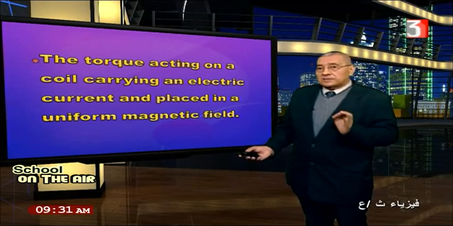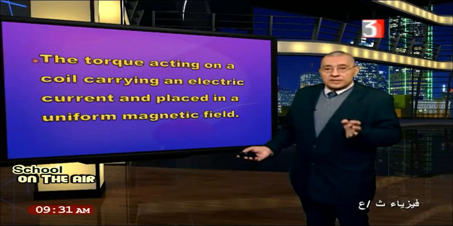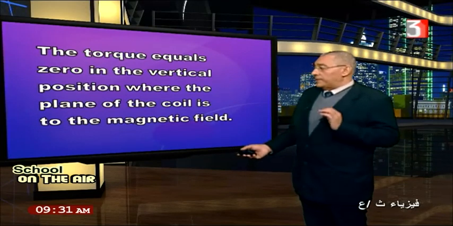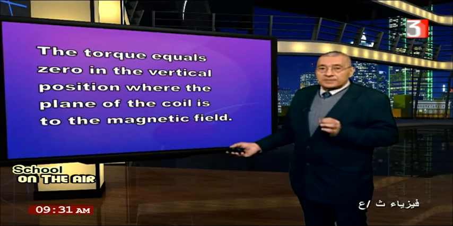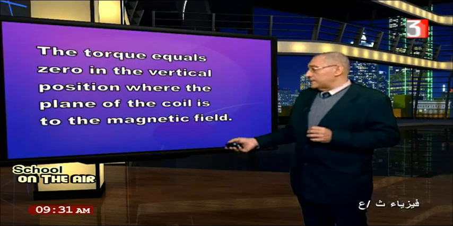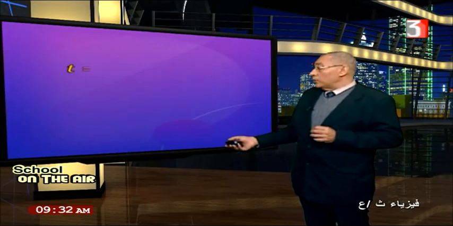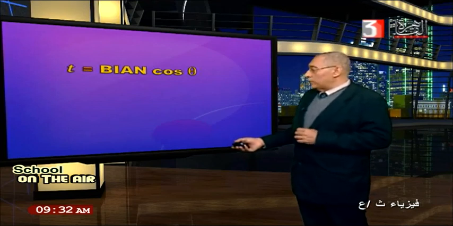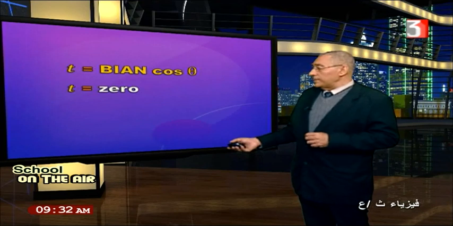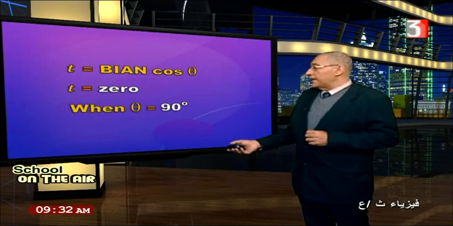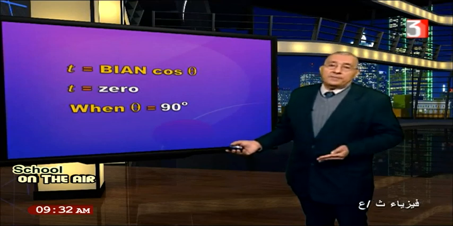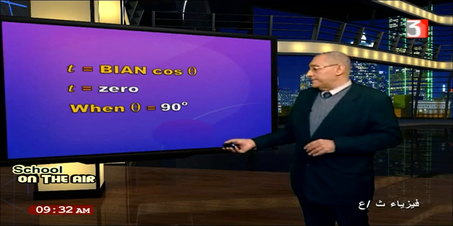So the question asks for, when does torque equal 0? We'll say in the vertical position. Torque equals 0 in the vertical position, where the plane of the coil is perpendicular to the magnetic field. We'll explain it. Since torque equals BIA cosine theta, torque will equal 0 when theta equals 90. So the plane of the coil must be perpendicular to the magnetic field. Okay, this is quite clear.